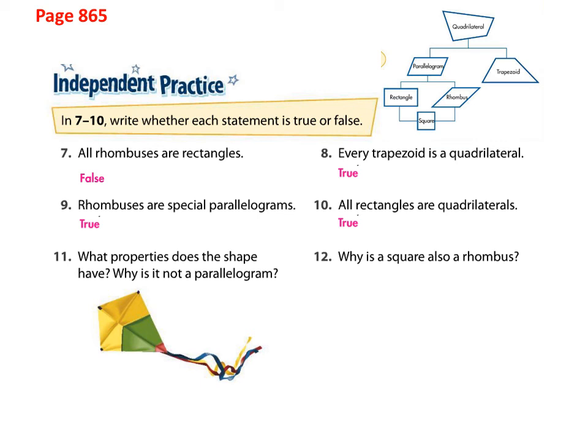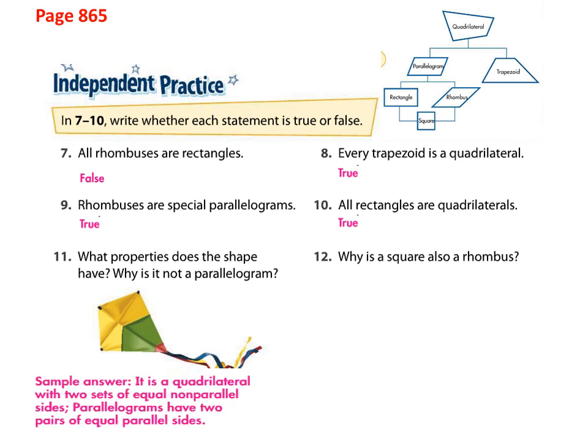Question 11. What properties does the shape have? Why is it not a parallelogram? Of course, this shape is a kite. What properties does this shape have and why is it not a parallelogram? Simple answer. Of course, it's a quadrilateral. Use the family tree. Is this a quadrilateral? Yes, it's a quadrilateral.